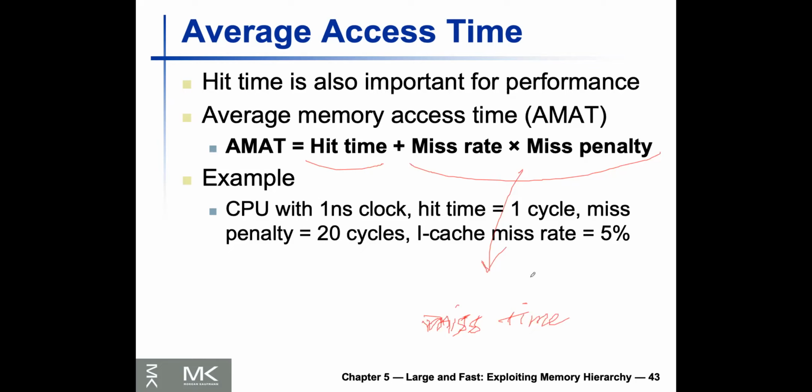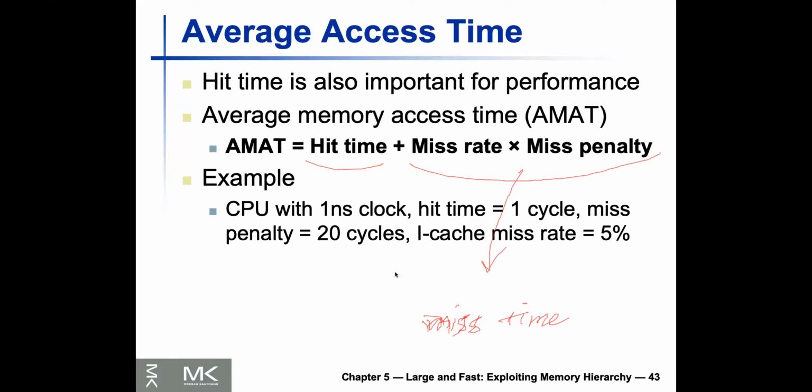All right, so let's have an example on this. We have a CPU with a 1 nanosecond clock. The hit time for the CPU takes only 1 cycle, and the miss penalty takes 20 cycles. You see, if you hit, everything goes as normal, 1 cycle. If you miss, the miss penalty you are given is 20 cycles. And your iCache miss rate is 5%. So 5% of the time, your iCache misses. On 95%, you hit.